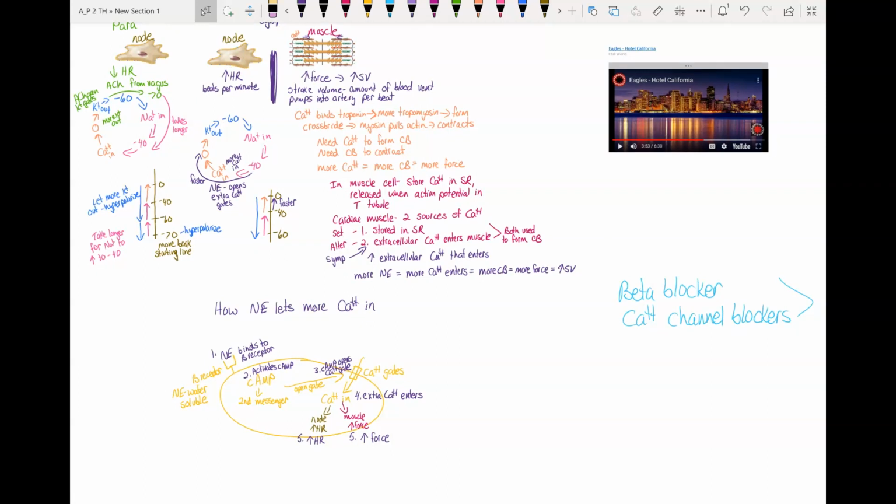Okay, so again, think about that. Norepinephrine is always letting extra calcium into your heart. These drugs work by preventing that. They stop the norepinephrine from letting the extra calcium in.